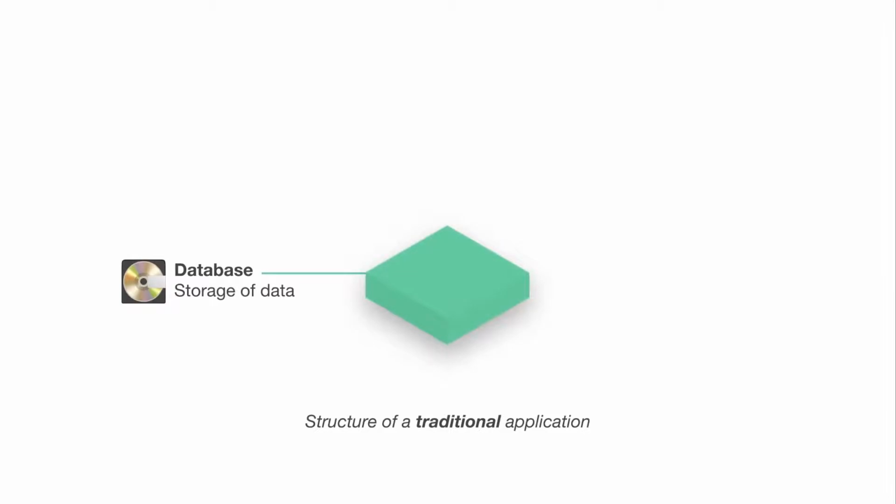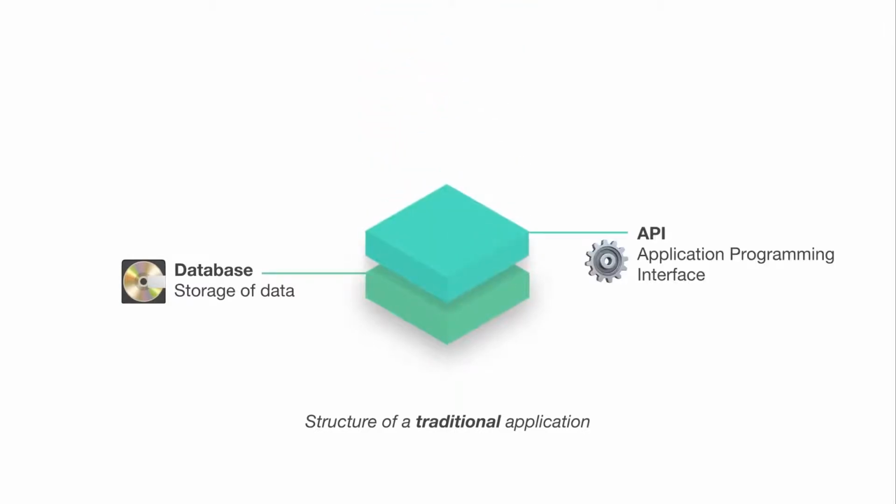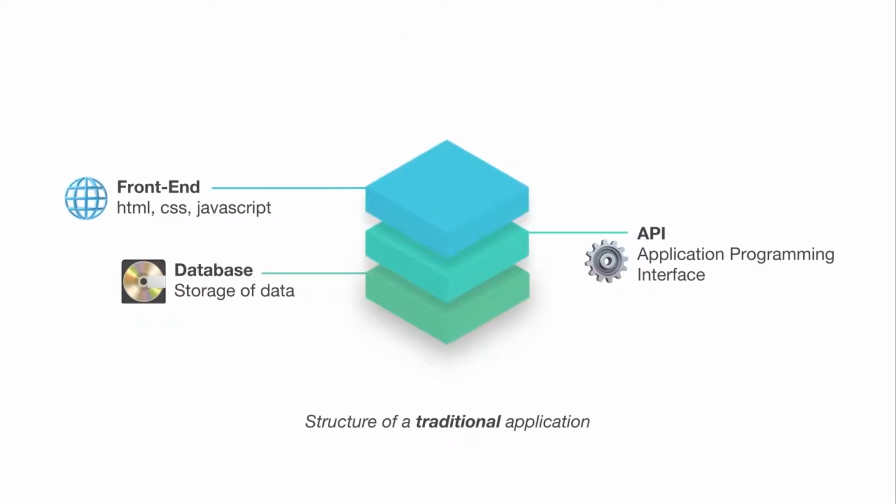With a traditional app, you have a database where you store the data. You have an API where your front-end can talk to the database and insert or retrieve data. A lot of APIs are also publicly available for other applications. And you have a front-end, the user interface where the user can interact with your application.